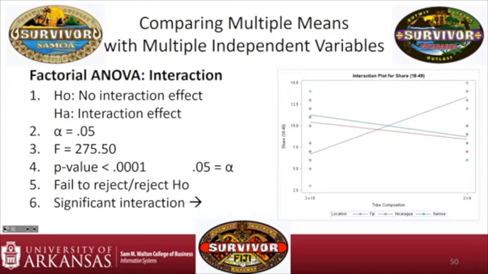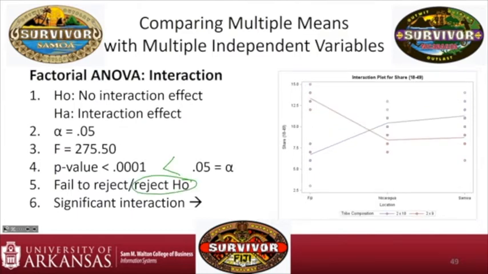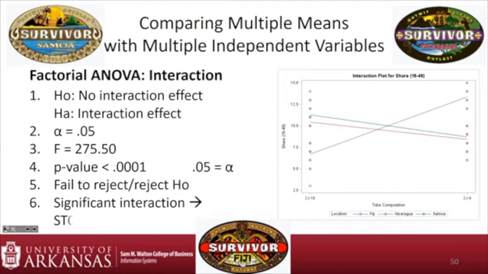So what it's saying is that, and this is why I did both of these pictures, because sometimes one's easier to interpret than the other. I kind of like this one a little bit better for this interpretation. Because what I'm seeing is that for Nicaragua and Samoa, if you had 10 people on a team, you had a higher market share than if you had 9 people on a team. For Fiji, you saw the opposite. If you had 9 people on a team, you had a higher market share than if you had 10 people on a team.